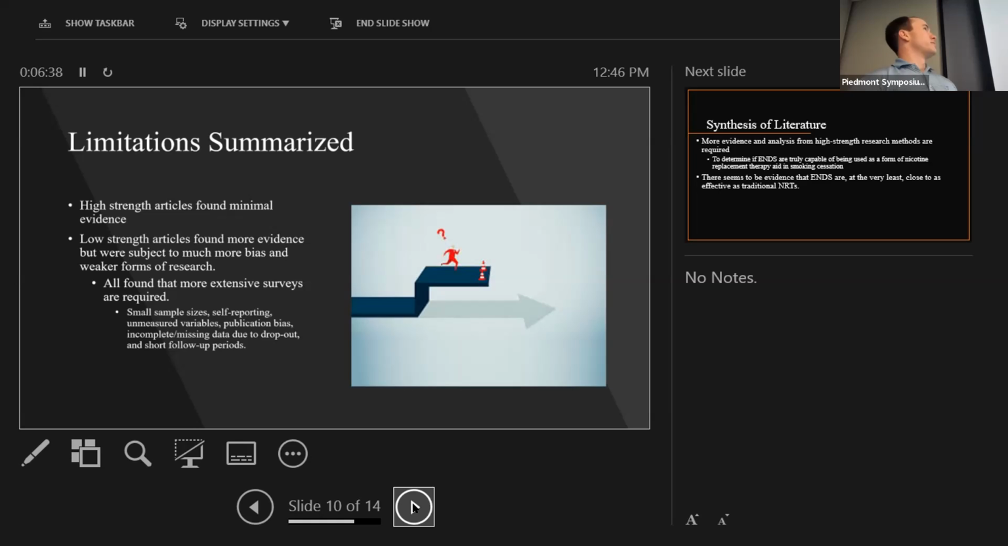So all of those articles' limitations sort of summarized. The high strength articles found minimal evidence, so they weren't as limited as far as the methodology and things like that, but they found minimal evidence. And then the low strength articles found much more evidence, but they had a lot more limitations. So things like small sample size, the self-reporting, the surveys, there were unmeasured variables, short follow-up periods, so they're not looking at long-term things, and then incomplete and missing data due to dropouts.